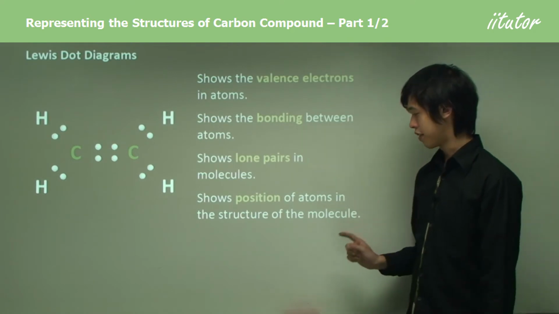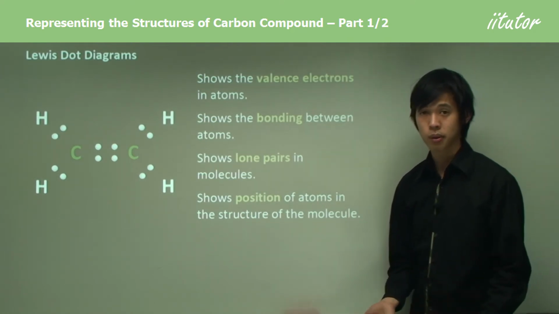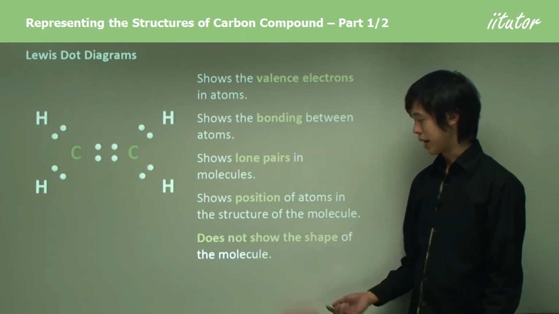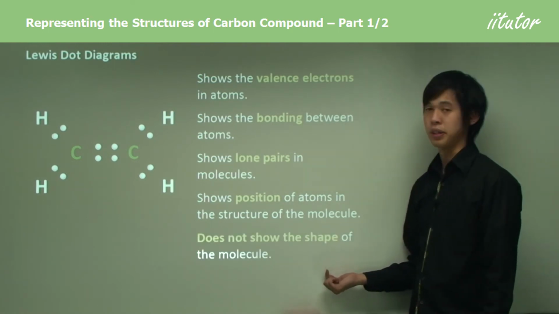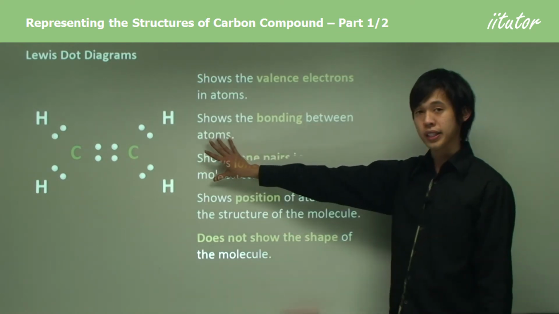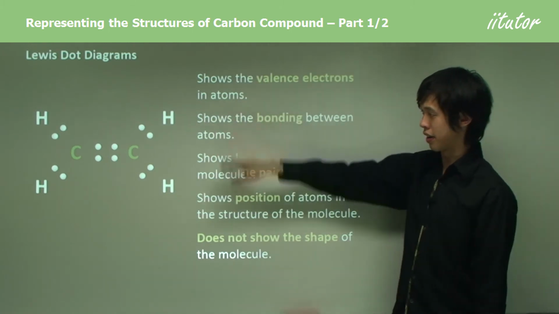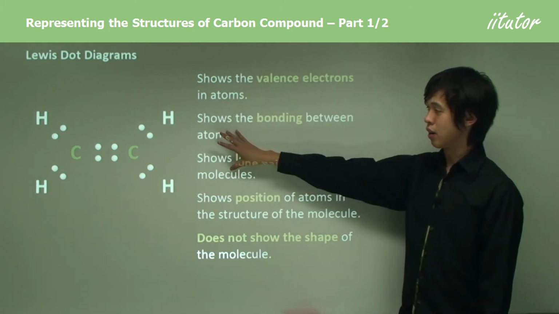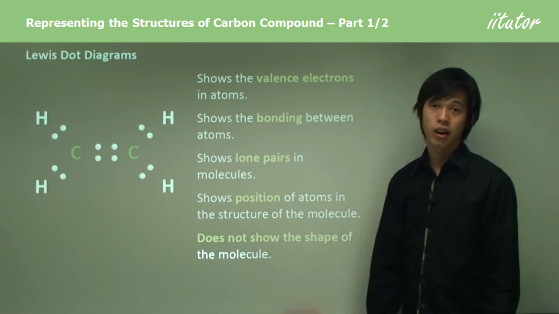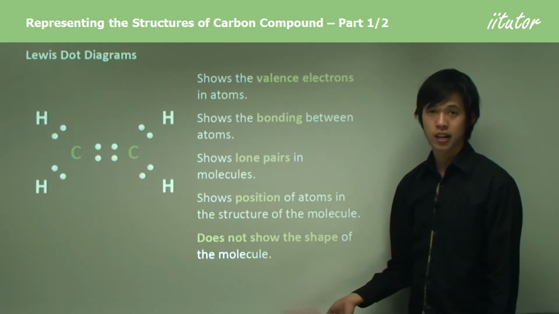It shows the position of the atoms in the structure of the molecule. Okay, so it shows you where they are placed within the molecule. But however, it can't show you the shape of the molecule. Okay, so for instance, if something was more complex than this, we would only be able to represent it in 2 dimensions, so up and down, and left and right. Whereas if it was 3D, we'd have no way of showing that with a Lewis dot structure. So that's the major disadvantage of this method.